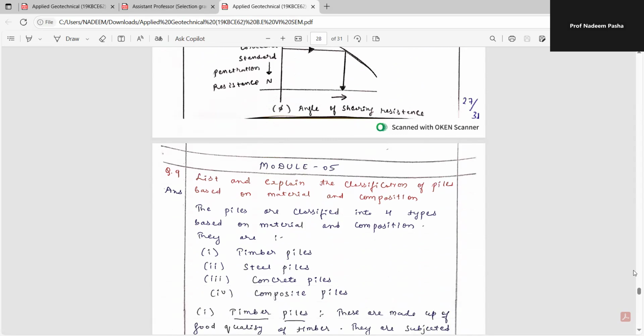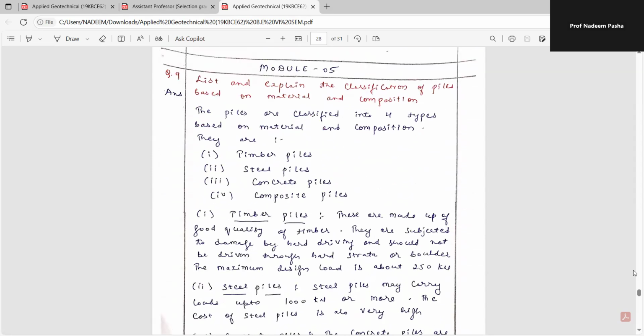So list and explain the classification of piles based on material composition. The piles are classified into four types based on material composition: timber piles, steel piles, concrete piles, and composite piles. Timber piles are piles made up of good quality timber. They are subjected to damage by hard driving and should not be driven through hard strata or boulders. The maximum design load is about 250 kilonewton.